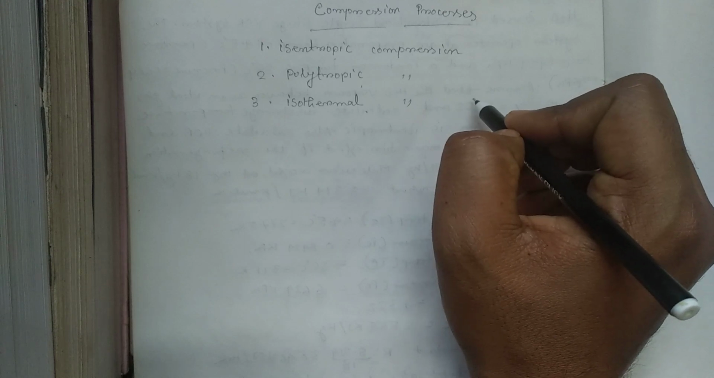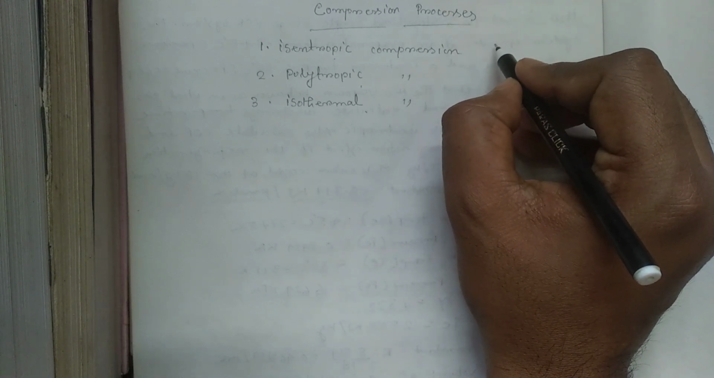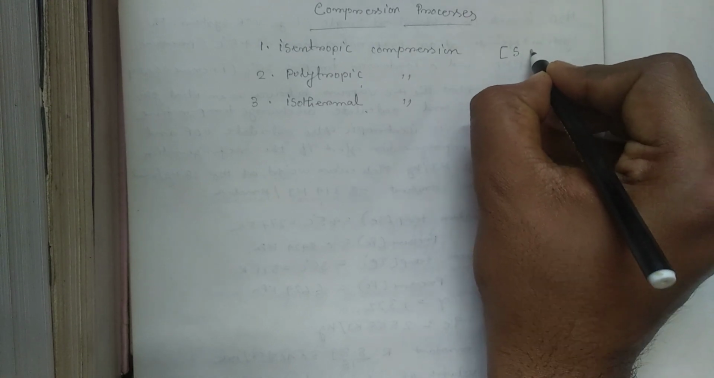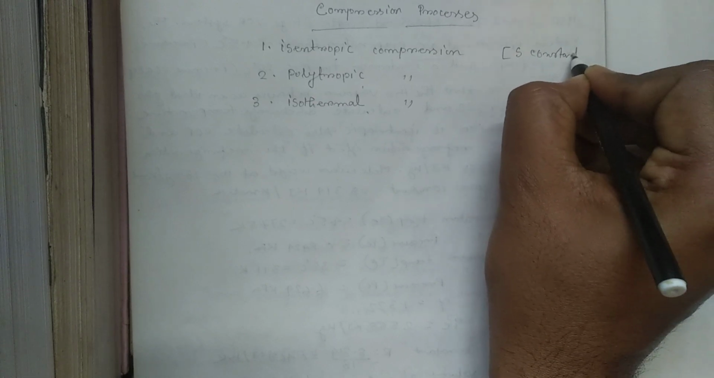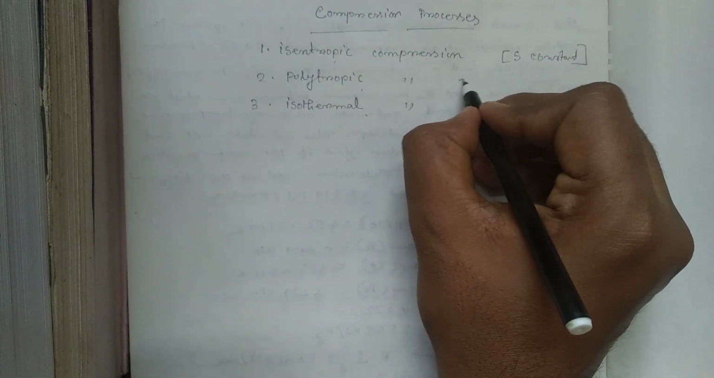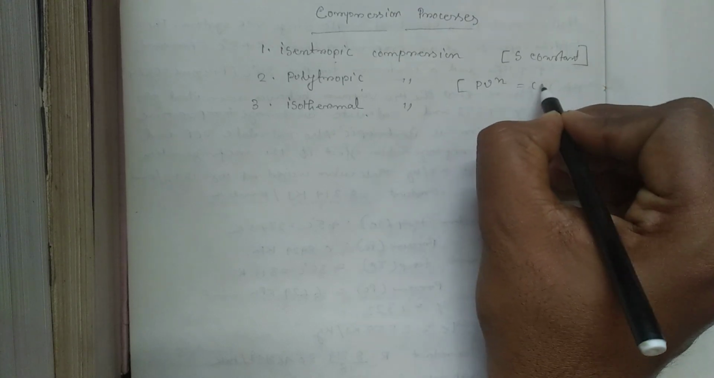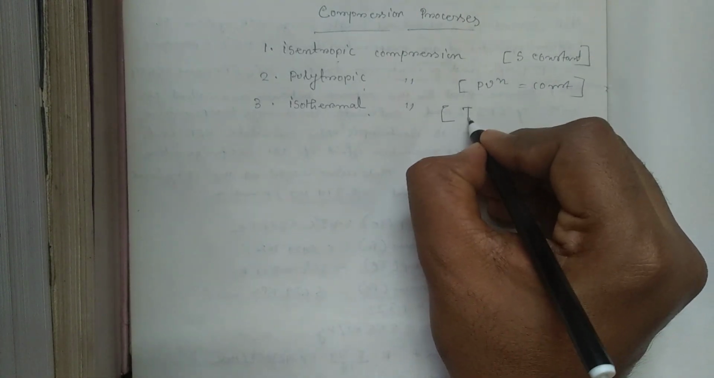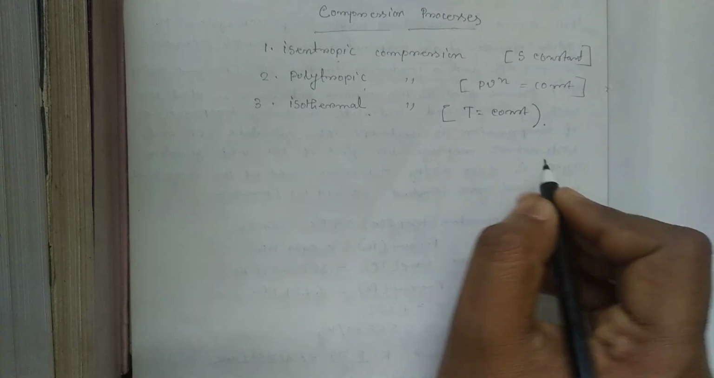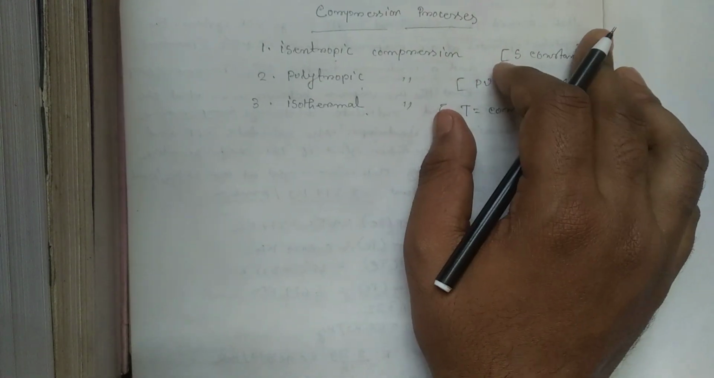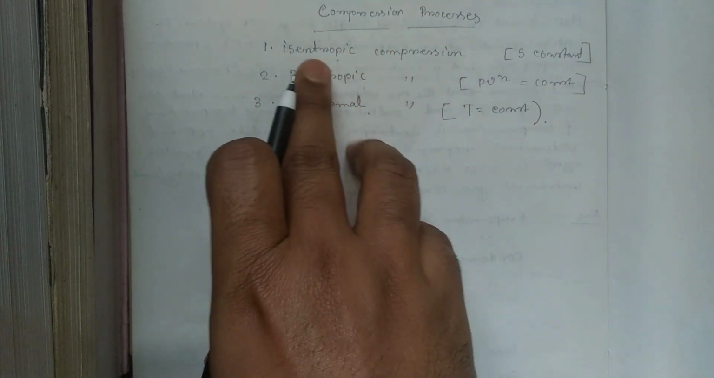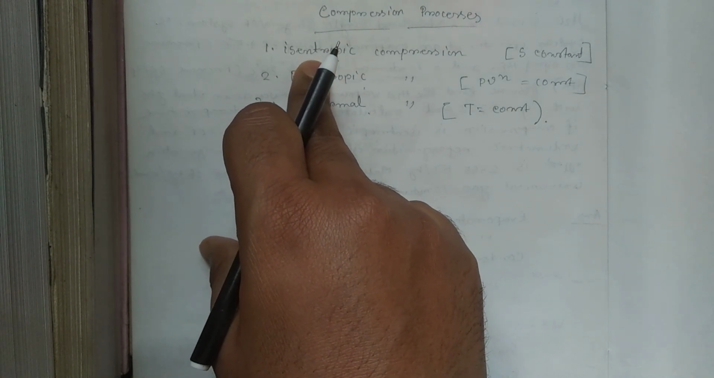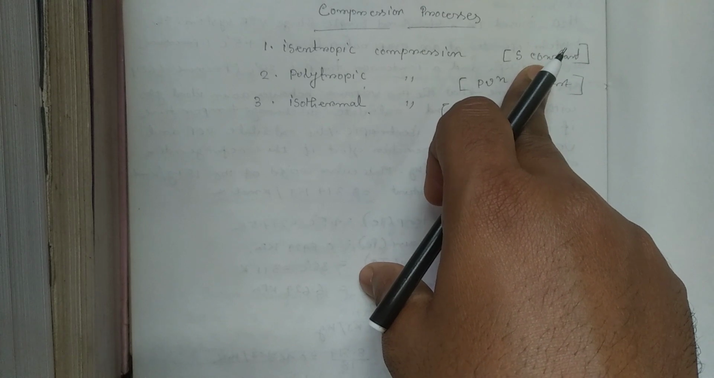You already have some idea that an isentropic process is a thermodynamic process where the entropy S is constant. In the case of a polytropic process, it follows Pv to the power n equal to constant. And in an isothermal process, the temperature is constant. We already have some idea from basic engineering thermodynamics. Isentropic compression means a reversible adiabatic process, and in that process the entropy will be constant.